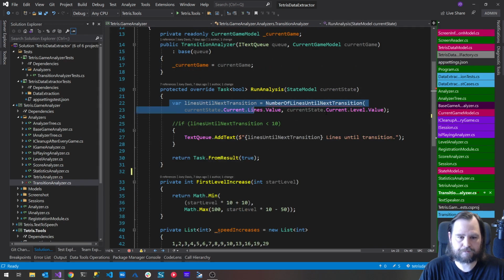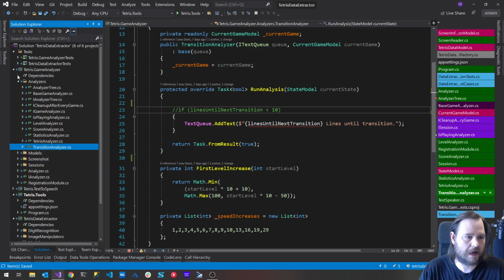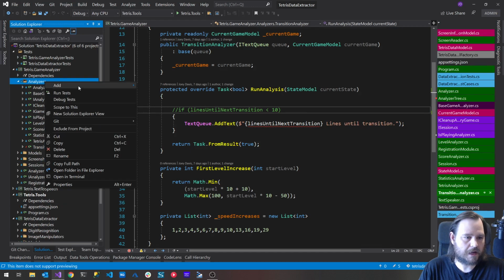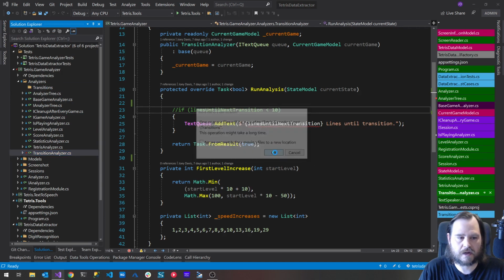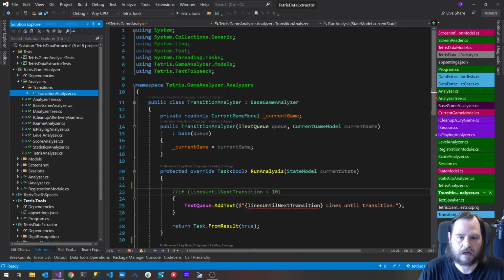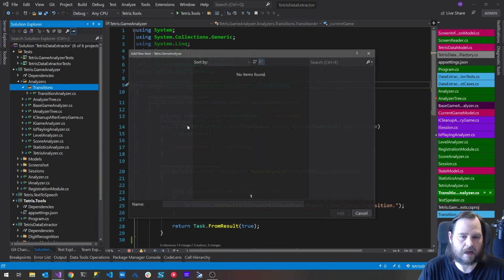All this is dead. Let's just not concern ourselves about that right now. Let's go to our analyzers, and we're going to make a new folder called transitions. We're going to bring our transition analyzer into the transitions folder, just because we're going to make some other classes specifically for transitions.